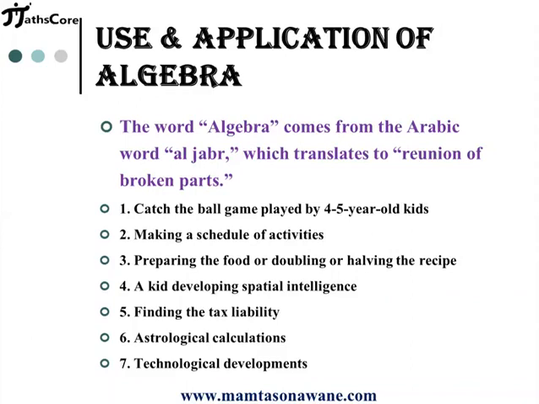Next is kids developing spatial intelligence. When kids have just started to learn to walk or stand, they need to find the safe height or distance of any object that they can choose to rely upon for standing or walking. Even while using a walker, they are actually using algebra mentally to find out how far the walker will take them before hitting any object by propelling it at a particular speed.